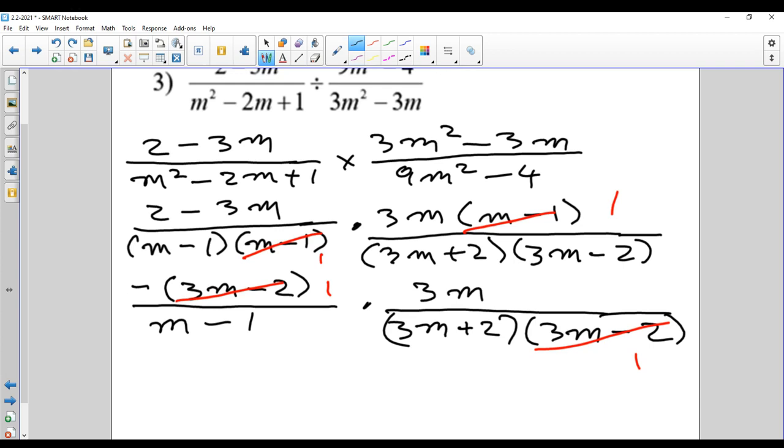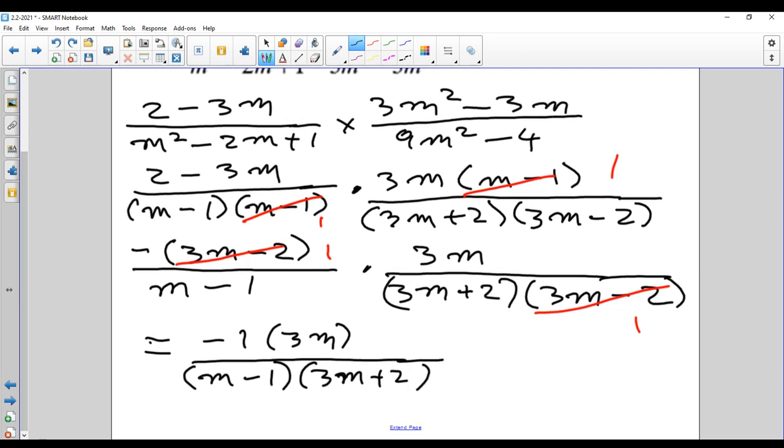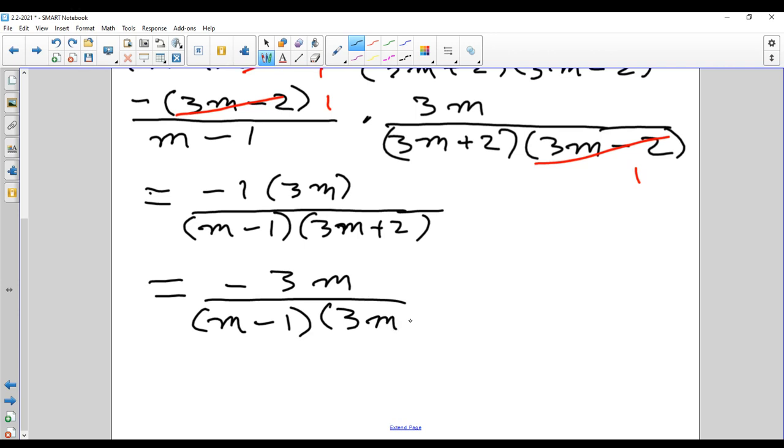So let's see what's left over. We have essentially a minus 1 times 3m on top, really just simply minus 3m. And on the bottom, we have m minus 1 times 3m plus 2 times 1 again. So that's not going to change anything. Perhaps it would be better to write this as minus 3m over m minus 1, 3m plus 2, sorry. Can't read my own writing.